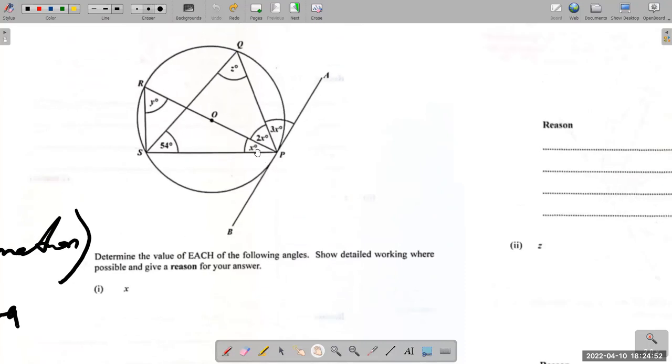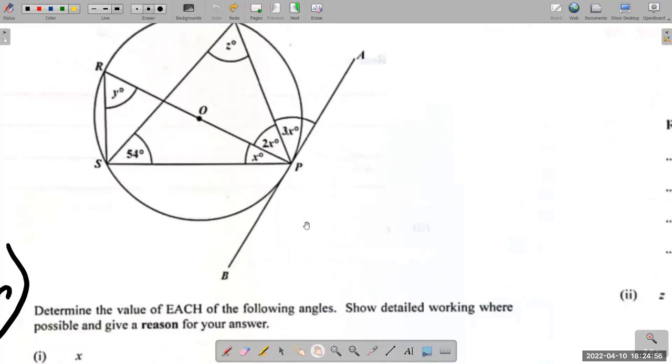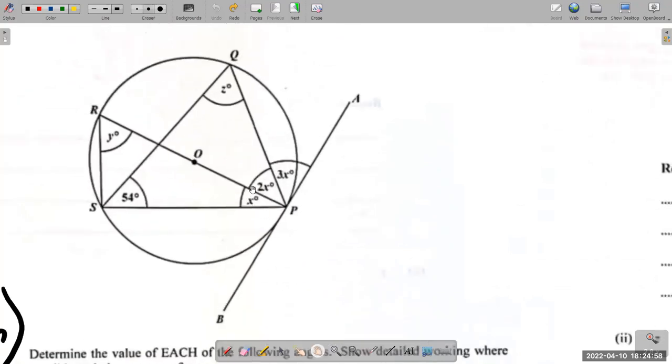Here we see X, but what do you know as a mathematician? It may not be easy to identify X just so, because if I look in this triangle, this really doesn't give me anything to work with. But look on the opposite side. What information do you know that could help you find X? You know this is 2X and you know this is 3X. What else do you know?